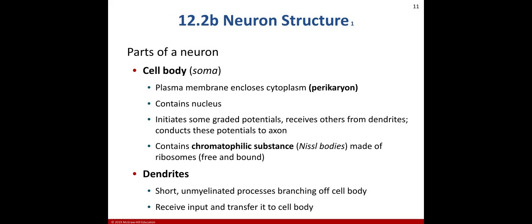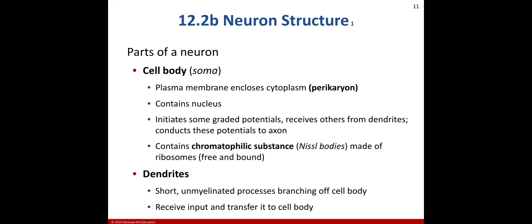So what makes a neuron a neuron? Like, what are its parts? Well, it has a cell body that we call a soma. It has a plasma membrane that is going to enclose the cytoplasm, and we call that plasma membrane a perikaryon. A neuron will have a nucleus.